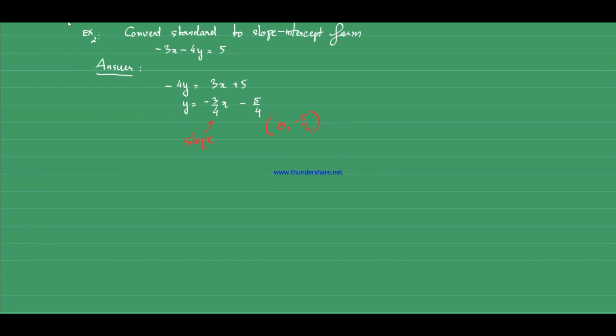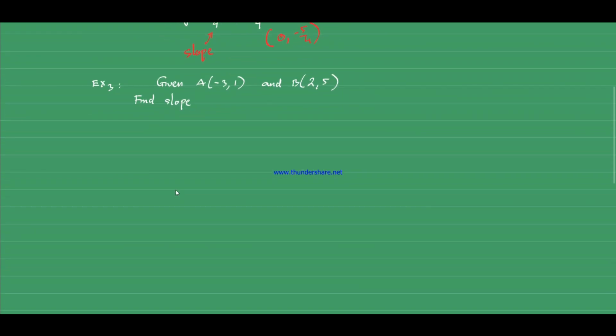And in the third example, I will show you how to find the slope using the slope formula. They give you 2 points. For example, point A is negative 3, 1, and point B is 2, 5. We can find the slope easily using the slope formula. It will be m equals y2 minus y1 over x2 minus x1.